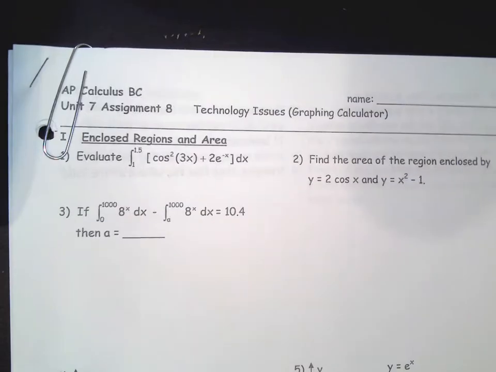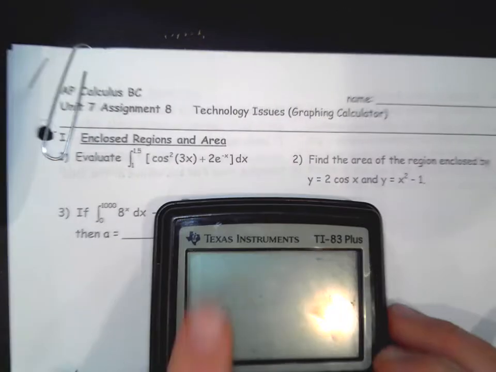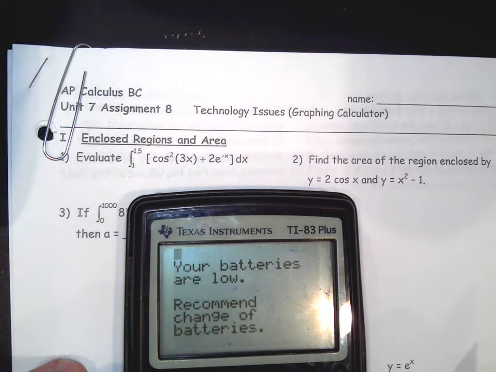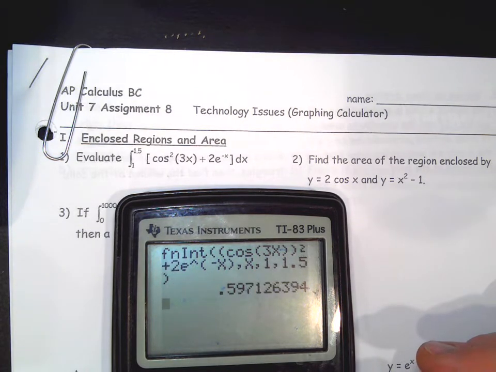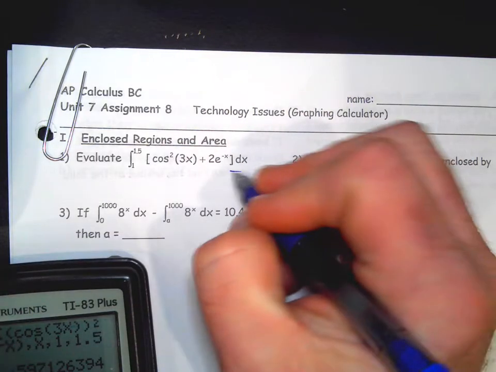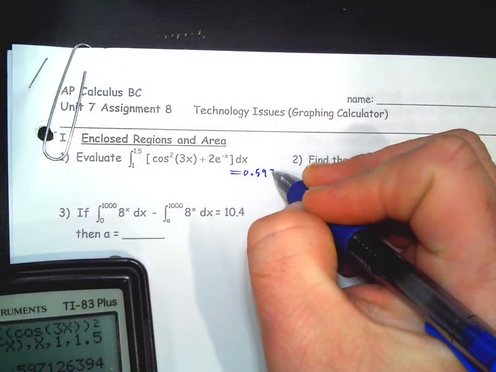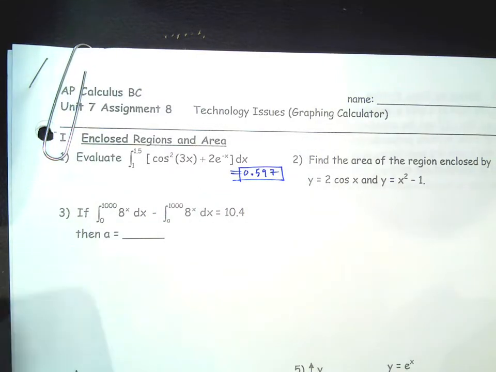So this first problem just says to evaluate it. So just, can you type things into your calculator correctly? Math 9, cosine, I put parentheses around it, 3x close, squared, plus 2e to the negative x, comma x, comma 1, comma 1.5. There we go. So 0.597 through decimal accuracy, rounded or truncated for your final answers.